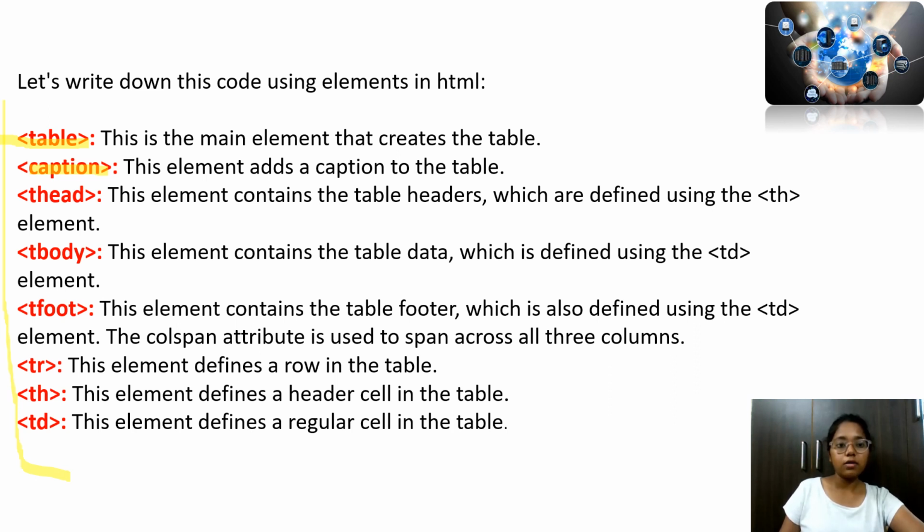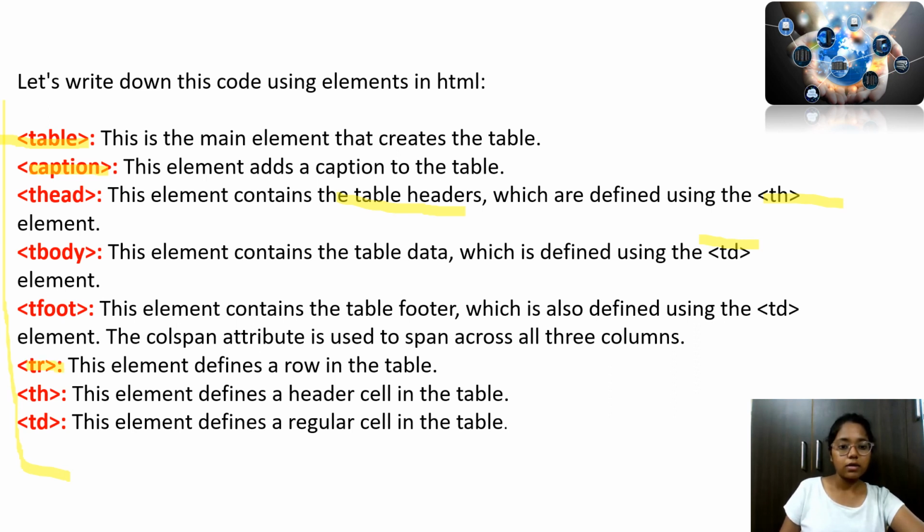Then the thead, this element contains the table headers, which are defined using the th element. And then tbody, this element contains the table data, which is defined using the td element. Then the tfoot, this element contains the table footer, which is also defined using the td element. The colspan attribute is used to span across all three columns.